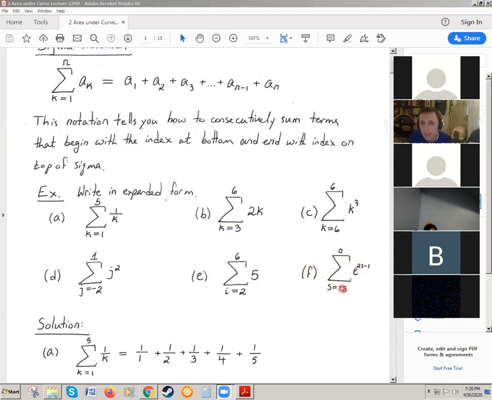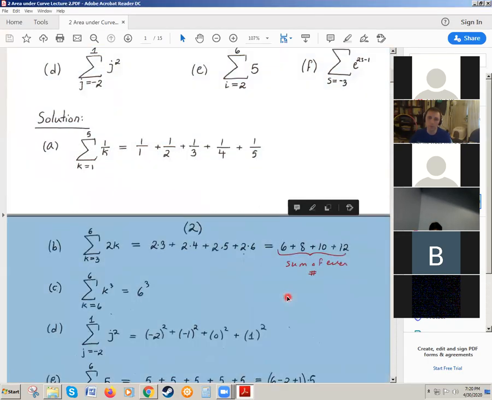What happens here? S starts at -3 to 0, e to the 2s minus 1. So just go all the way to 0. Yes, so are we ready? This is a pretty simple question, I hope. It's just a notation.